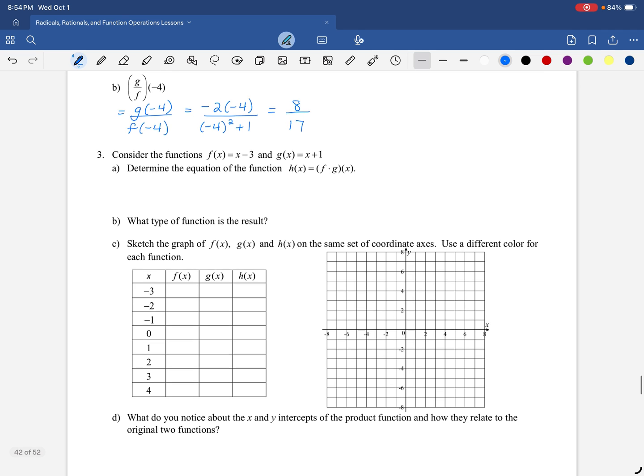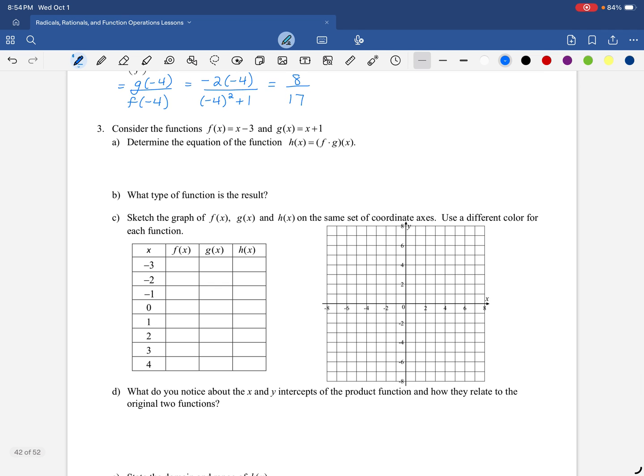So this first one here looks like it's a product. So it says function f is a linear function, x minus 3. Function g is also a linear function, x plus 1. So it says we're first of all going to determine the equation h of x, which is defined as the product f multiplied g. Okay, so here we go.